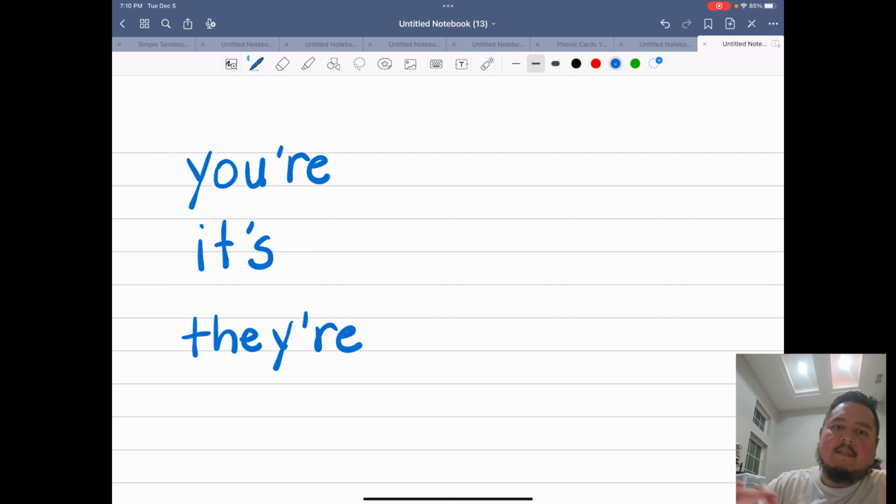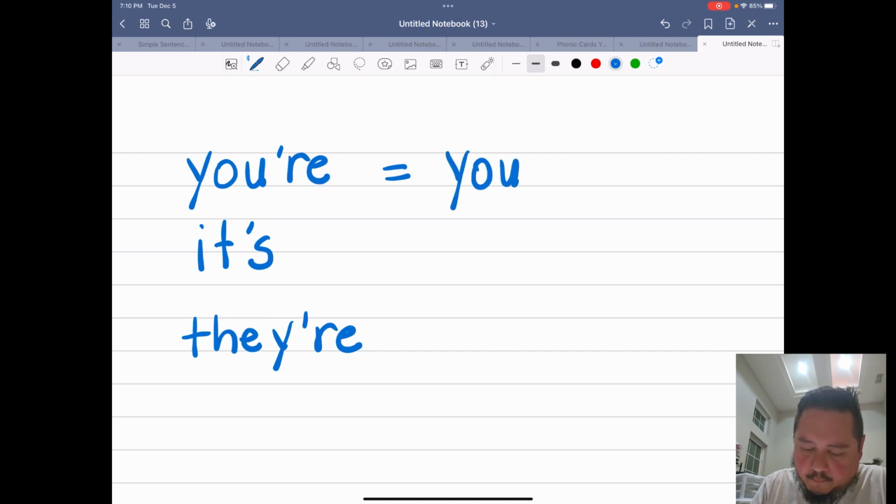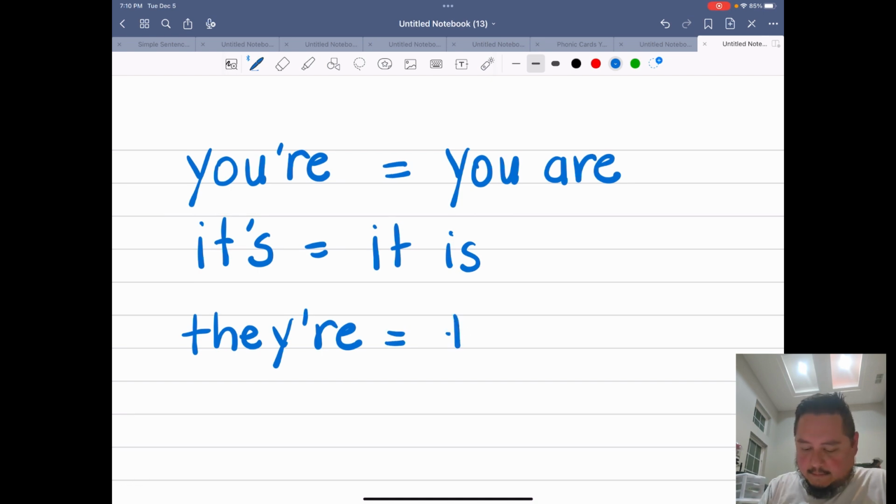These are all very simple because they're coming from a contraction. And a contraction is two words that have been combined into one word. So the word your literally means you are. The word it's means it is. And the word there means they are.